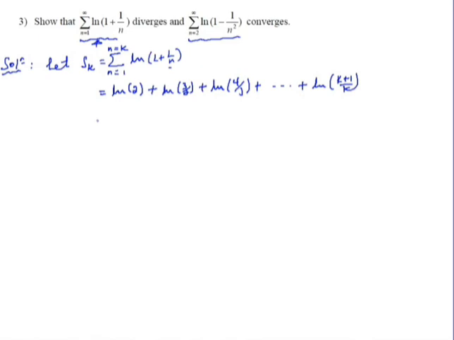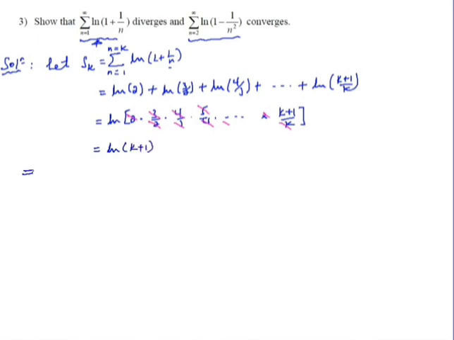So using the logarithmic property, we can write this as ln of 2 times 3 over 2 times 4 over 3 times 5 over 4 up to k plus 1 over k. Here the terms cancel: 2 with 2, 3 with 3, 4 with 4. So what remains is only k plus 1, so ln of k plus 1.